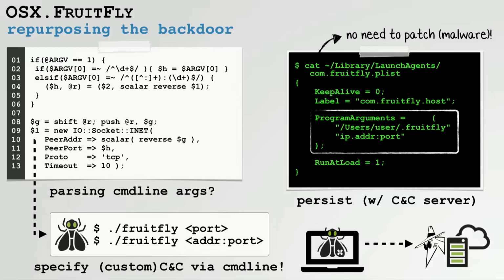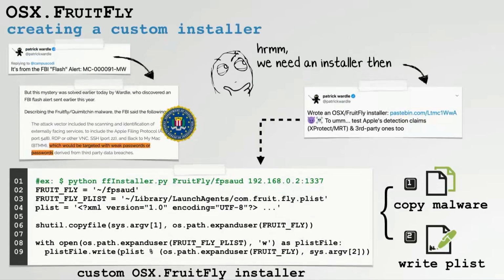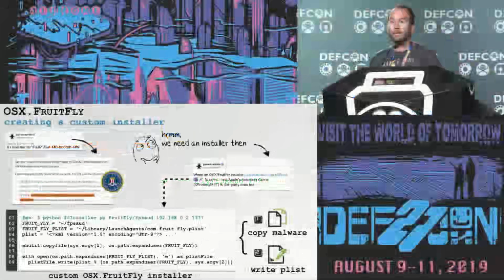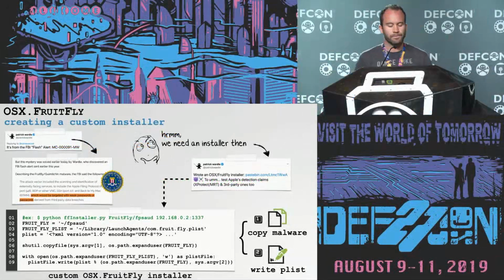So what we can do is persist this malware, Fruitfly, as a launch agent, and as we can see on the slide, we can pass in the address of our command and control server. So this means we can trivially repurpose this backdoor to connect to our custom command and control server, right? Because we can specify it in the command line, we can now push that out, give the address of our own server, and the malware, when it runs, will connect directly back to us instead of the hacker's original servers.